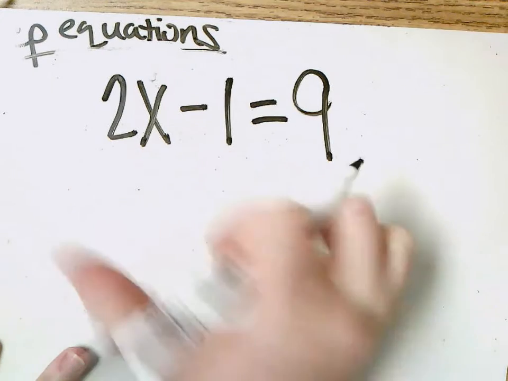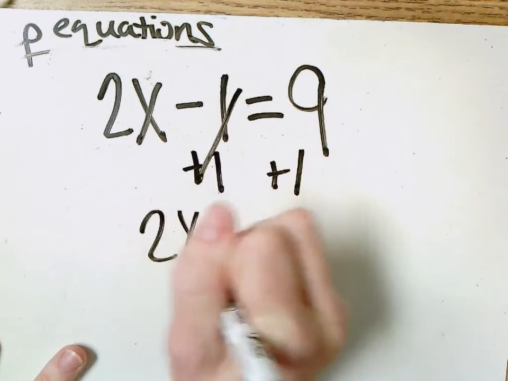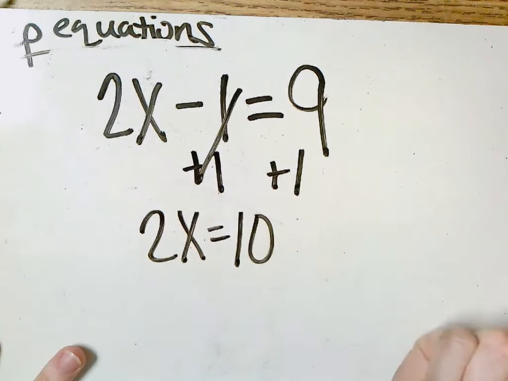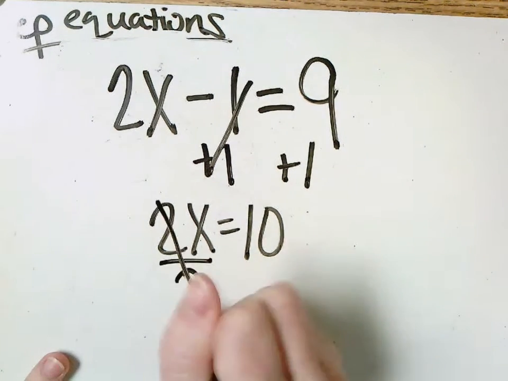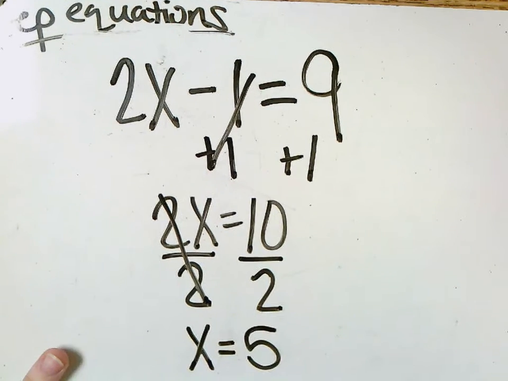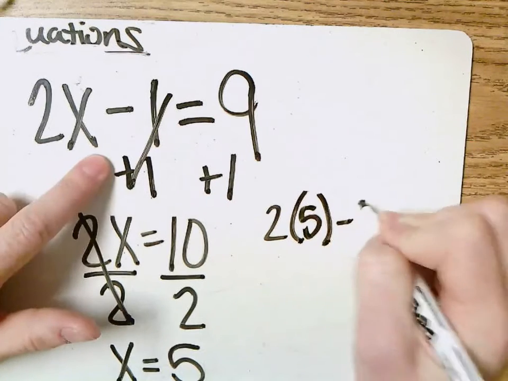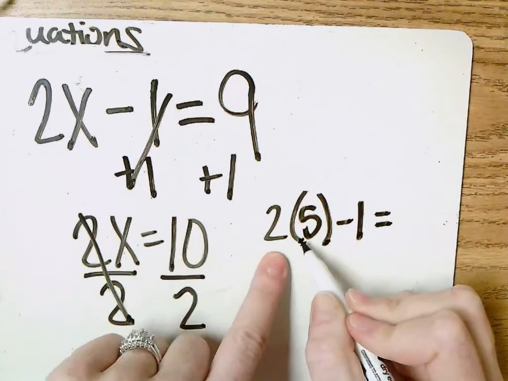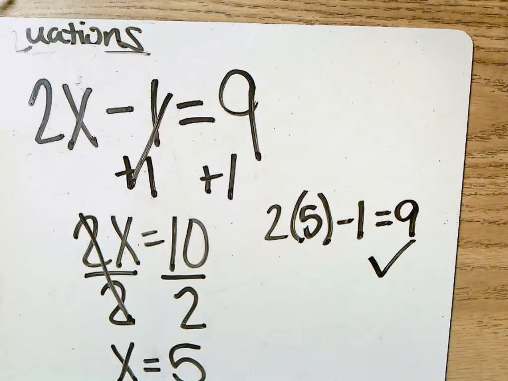So if this is a minus 1, we're going to add 1 to both sides. So we have 2x equals 10. And then we're looking at last year's one step. Divide by 2, divide by 2. x equals 5. We plug it back in. 2 times, we think it's 5, minus 1 equals, 2 times 5 is 10, minus 1 is 9. We are good to go. Okay.